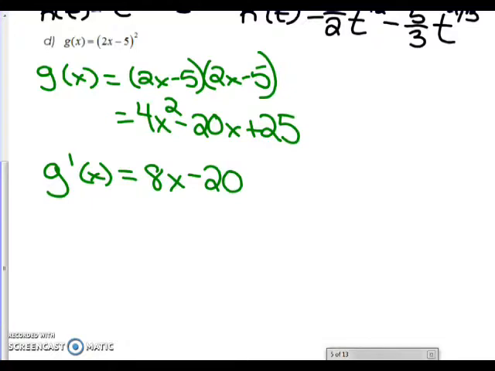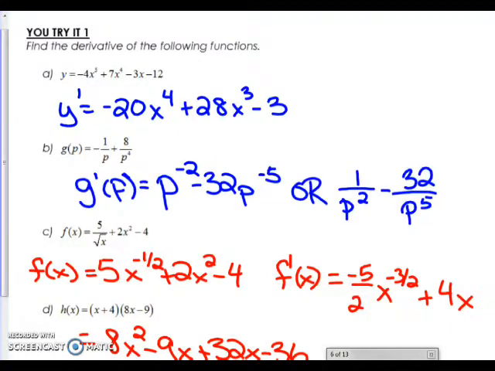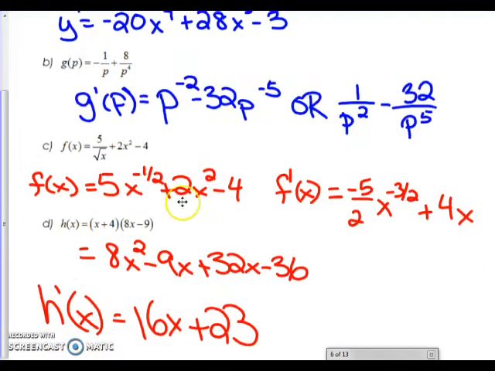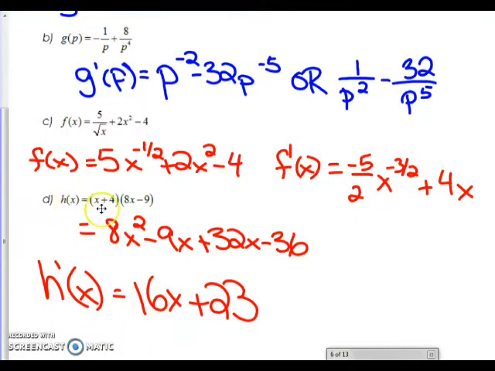Alright, so you have a few now for you to try. Okay, so hopefully you took a minute to go ahead and try the you try it. So I have the answers for A and B. Notice for C that you can take an extra step to rewrite the original first before you find the derivative. And the same thing for part D. I went ahead and FOILed that out. Don't forget to combine these like terms and then you can go ahead and find the derivative there. Okay? You can pause the video here if you need some more time to review these answers.